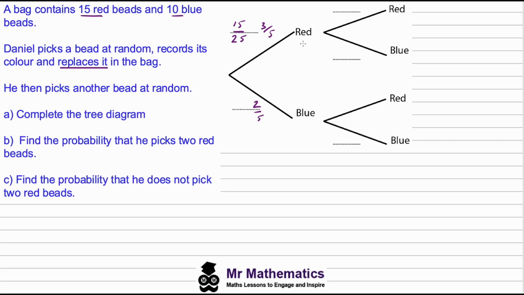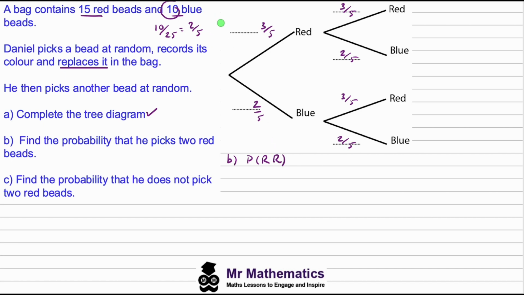Because it's mutually exclusive, you'll get a red or a blue. And we can see that this 10 over the 25 does simplify to make 2/5. Okay? So I'll just rub this one out. And then because the first bead is being replaced, we'll have the same probabilities for the second selection. That's part A. For part B, find the probability that it picks 2 red beads. So the probability of a red followed by another red.